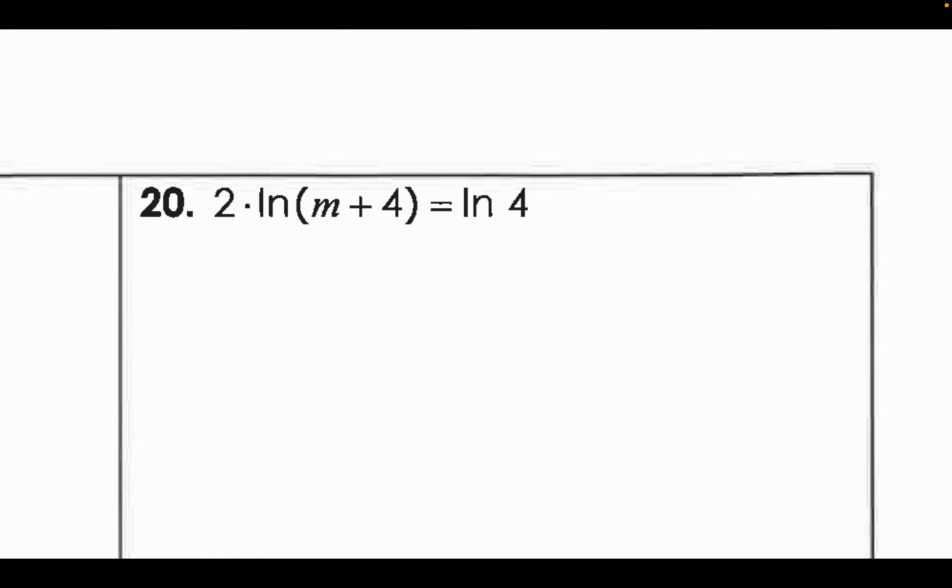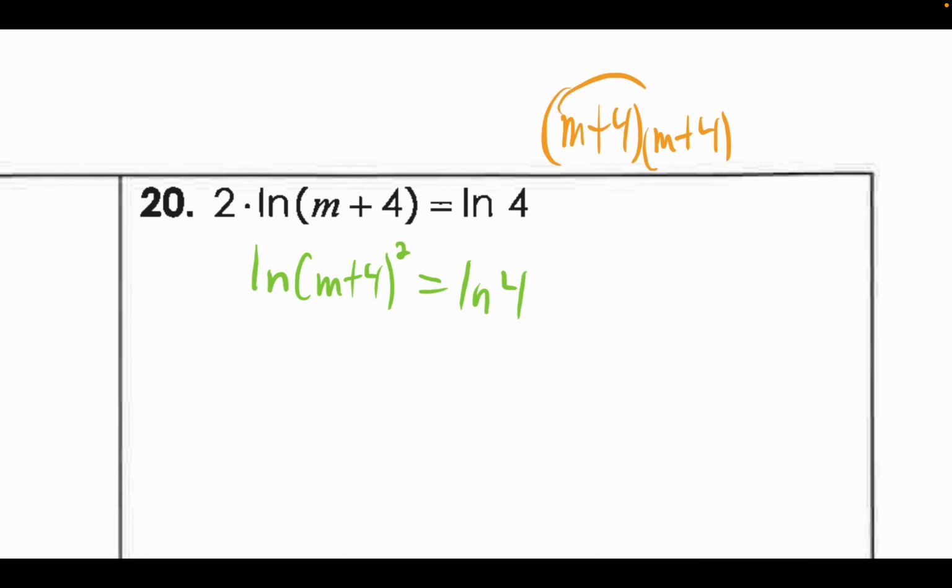On number 20 here, I do need to condense this 2 here. It's an exponent. And so I have natural log of m plus 4 quantity squared equals natural log of 4. I can't just distribute this 2 here since there's either an addition or multiplication inside the parentheses, in this case addition. So I actually need to write m plus 4 out twice and work on FOILing and combine like terms. And as I FOIL, I get m squared plus 4m plus 4m plus 16, which just combines to be m squared plus 8m plus 16.